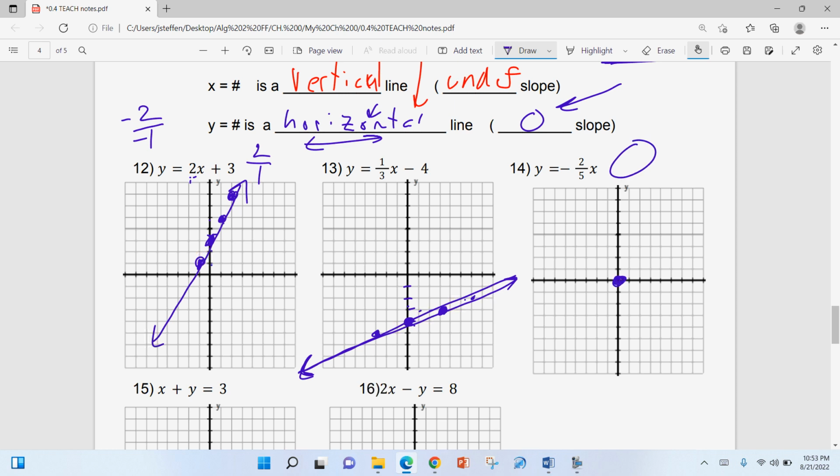That's one that a lot of people miss, but it's actually pretty easy. And then again, I put the negative with the numerator, so I go down 2, and then I go over to the right, 1, 2, 3, 4, 5. And then that is your graph.